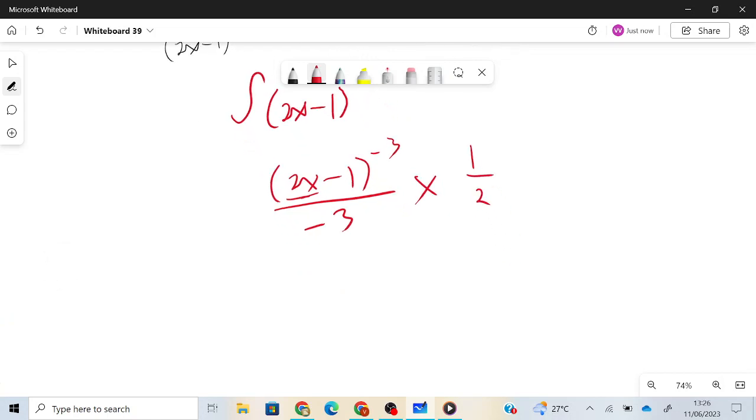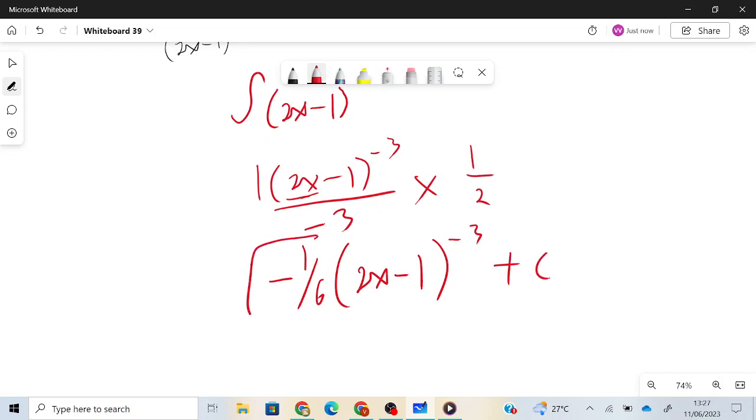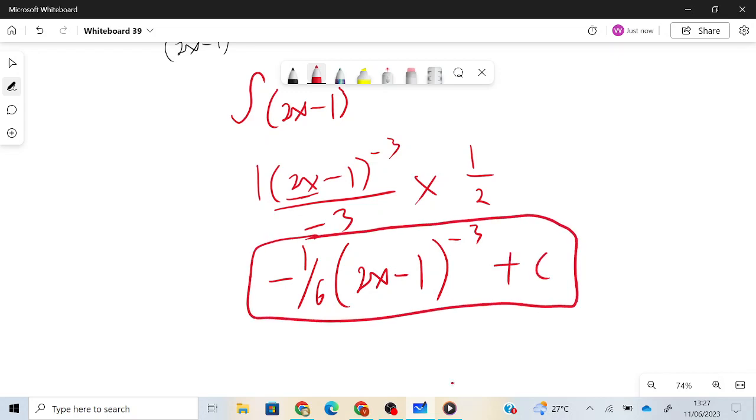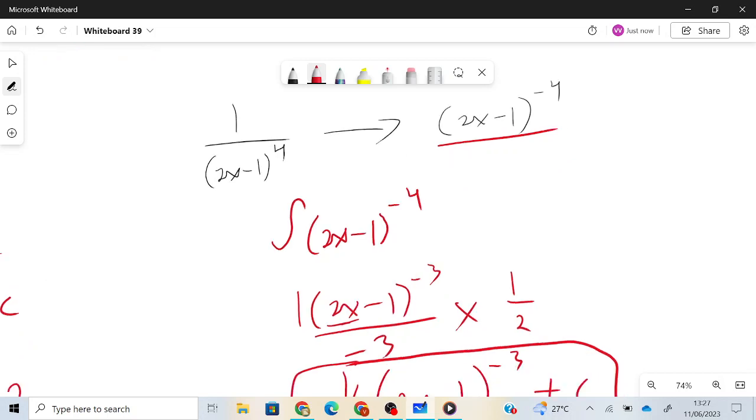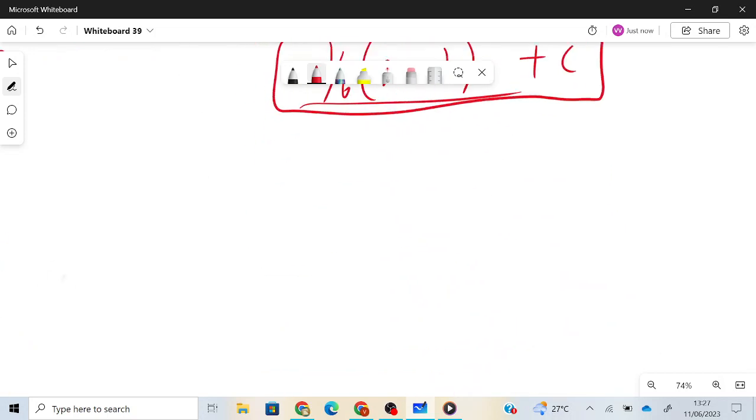And you can simply do 1, because you know there's a 1 over here, so 1 divided by minus 3, that's minus 1 over 3. And then times that by 1 over 2, which should be minus 1 over 6. So minus 1 over 6 into 2x minus 1 to the power of minus 3 plus c is the answer. You can of course differentiate this and then see if you derive this again, and if you do, then that means your integration is correct.